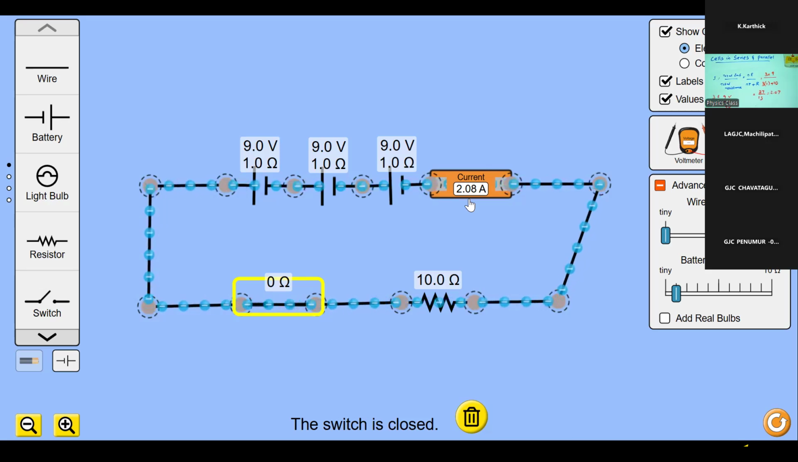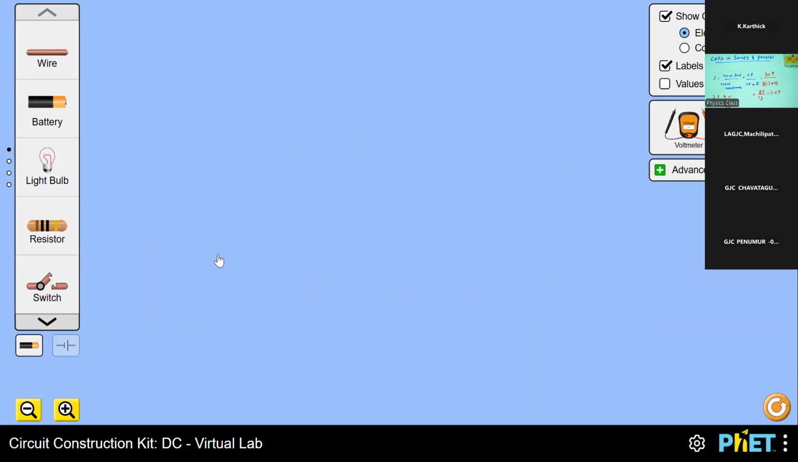This is cells in parallel. Sorry, cells in series. Okay. Right. Now we can move into another case, that is cells in parallel.